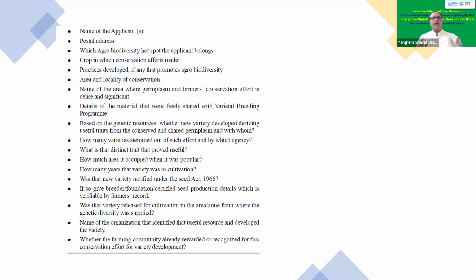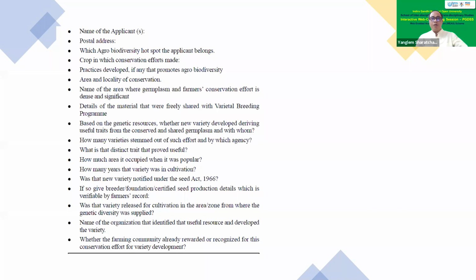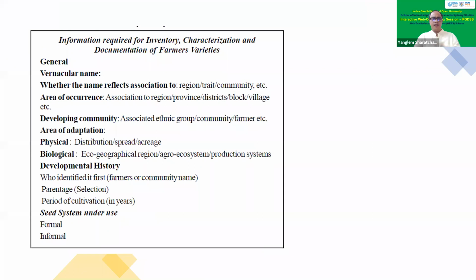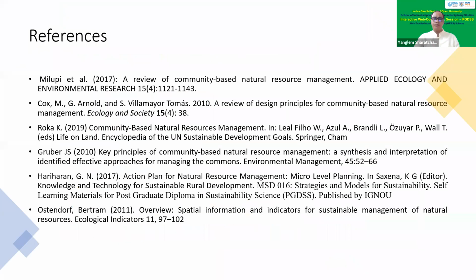So the point is that when we have this kind of way of appreciating the farmers, and when you apply for this particular characterization of farmers' varieties, then these are some of the information you need to fill up when you apply for recognition of that variety, right? That's inventory, characterization, documentation of farmers' varieties. So, in summary, it asks about the life cycle of that plant and its agronomic characteristics, biological characteristics, and the environment and conditions which are suitable for the cultivation of this plant, and all these things.